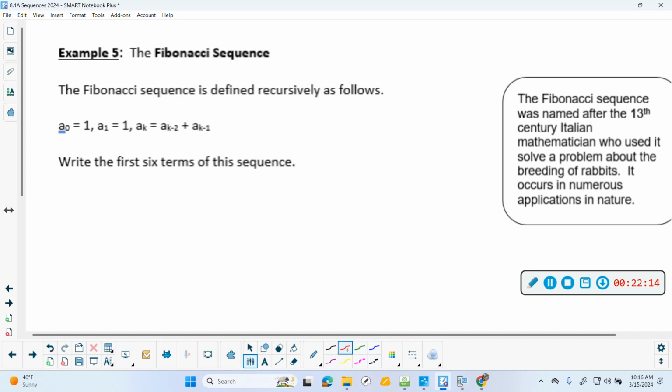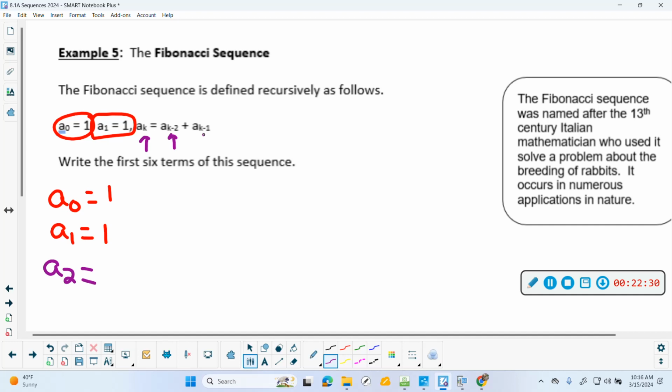Okay, so this time they're starting at 0, which is fine, and they give you the first terms. So just jot down the given ones clearly. Now, it's the notation, okay? You have to look at these subscripts. Out of k, k minus 2, k minus 1, which is the highest? Which is the largest?